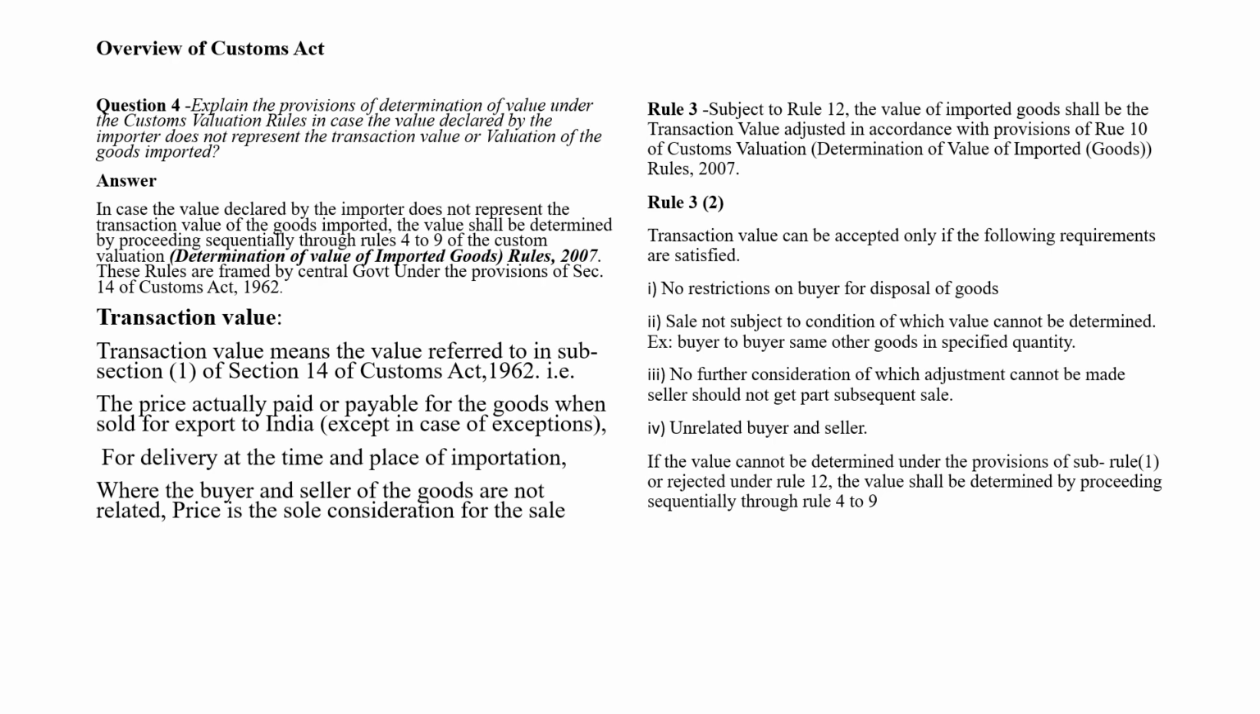So now we are coming to the next very important question. Question number 4. Explain the provision of determination of value under the custom valuation rules in case the value declared by the importer does not represent the transaction value of the goods imported. Very interesting question and important as well. Answer is here. In case the value declared by the importer does not represent the transaction value of the goods imported, the value shall be determined by proceeding sequentially through Rule 4 to 9 of the Custom Valuation (Determination of Value of Imported Goods) Rules.